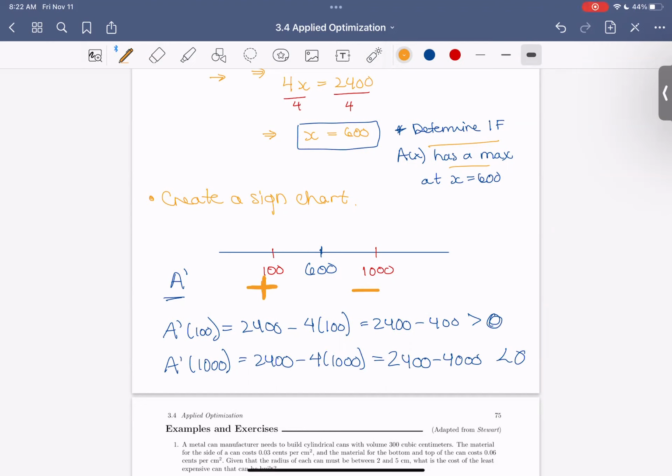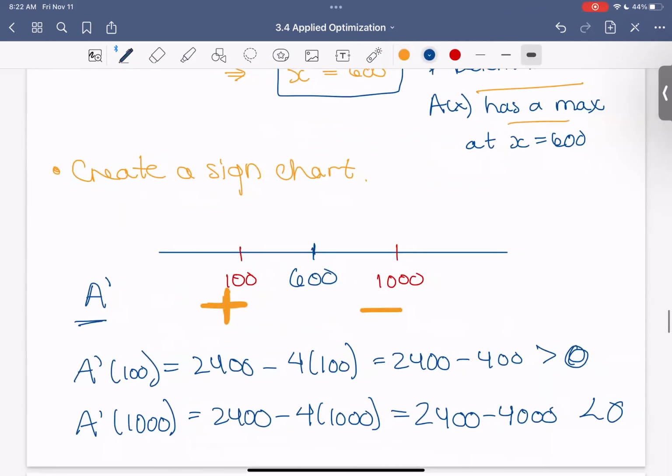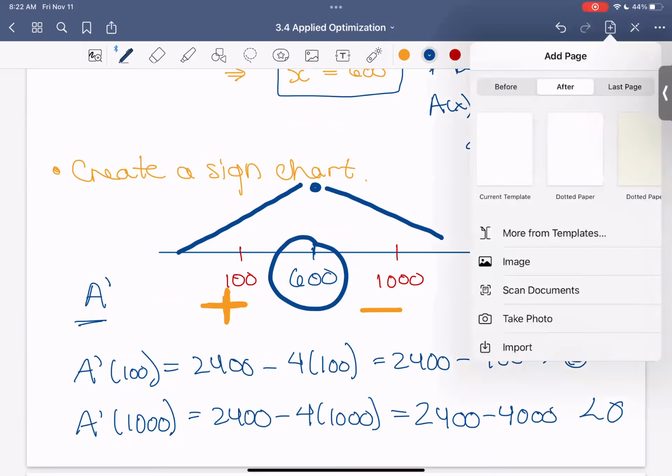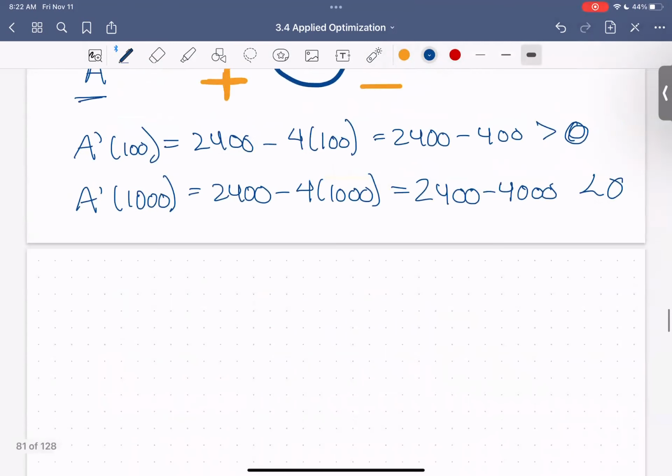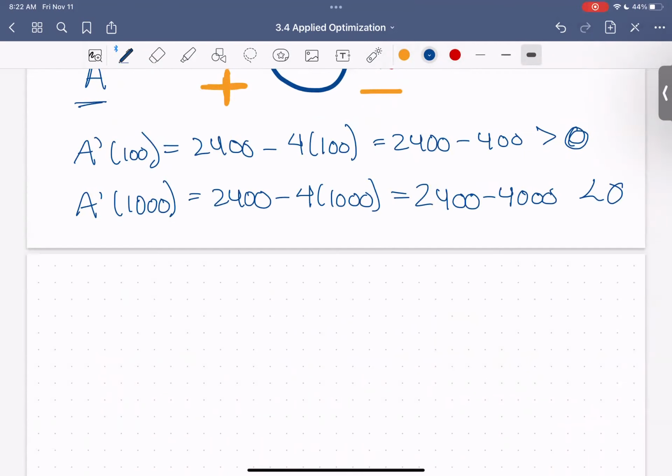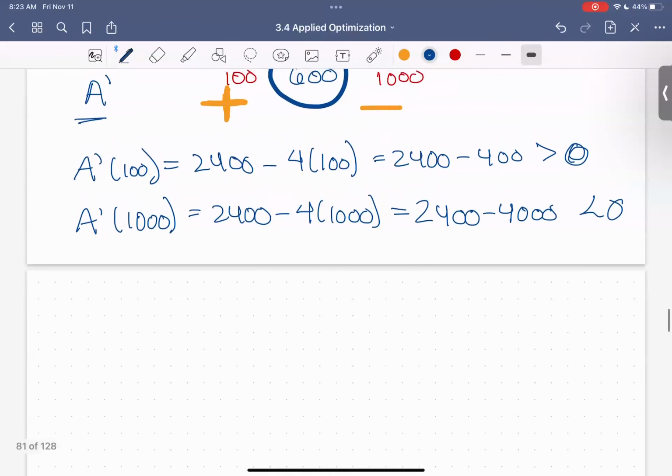Okay, so what does this mean then about what happens at 600? Well, if our derivative is positive on the left, that means we're increasing. Negative on the right, that means we're decreasing. So that means indeed 600 is a max. So let's go ahead and write that out.